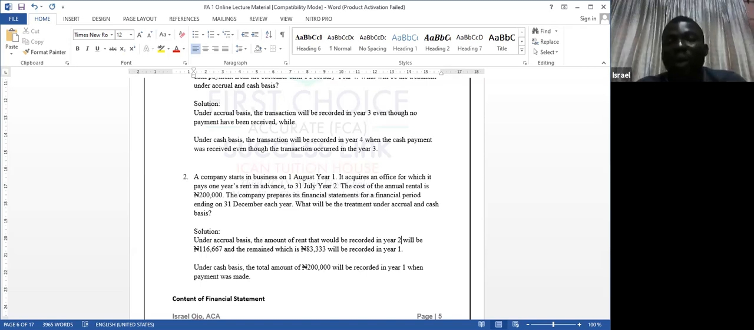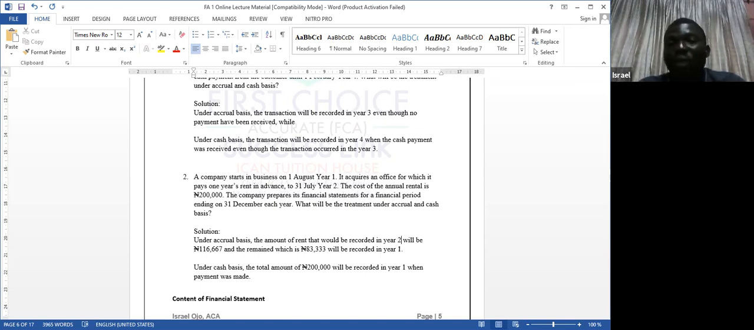So for year one, the total rent that we are going to recognize in our financial statement is 83,333, while in year two we are going to recognize the remainder, which is 116,667. But under the cash basis, we are going to recognize the totality of the 200,000. We're going to recognize everything under year one.